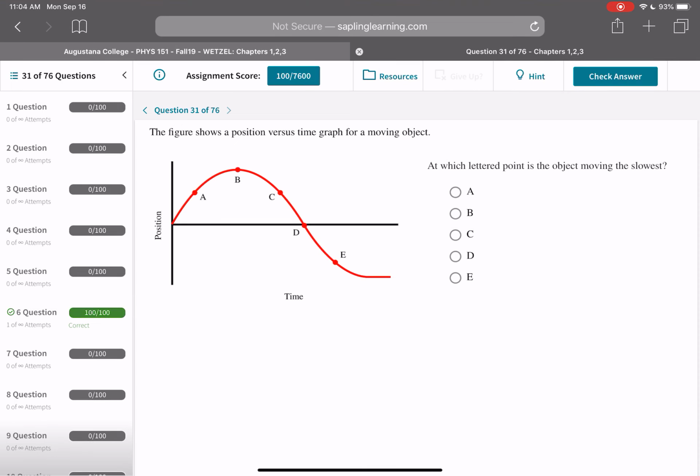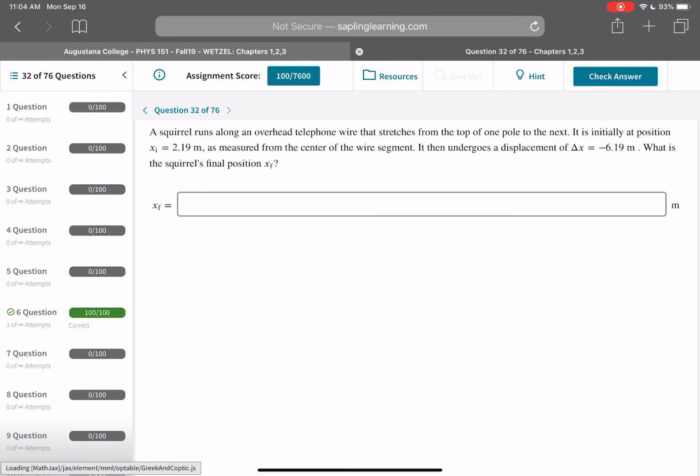The figure shows a position versus time graph for a moving object here. At which point is the object moving the slowest? So if our position versus time graph here shows you where it's moving the slowest, it's going to be at point B, because that's when the person stops and turns around. So they're actually going to be stopped at that point. Okay, even though at point D the position is 0, the velocity is not 0 because the slope at that point is not 0. So keep that in mind.